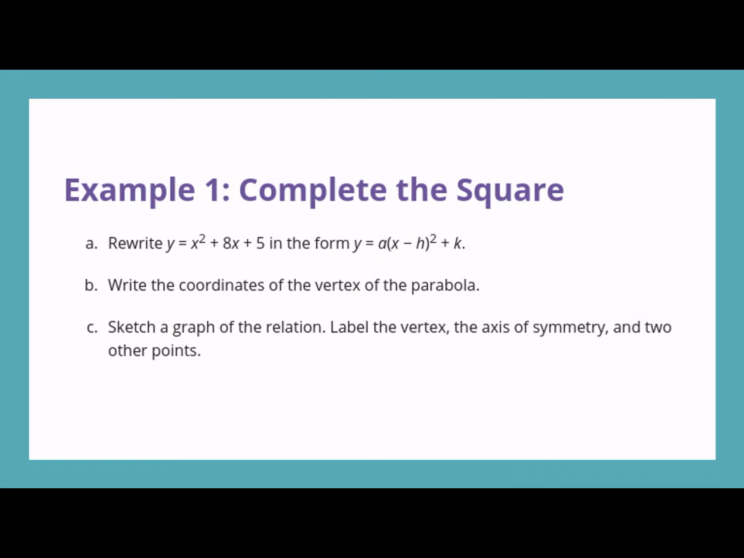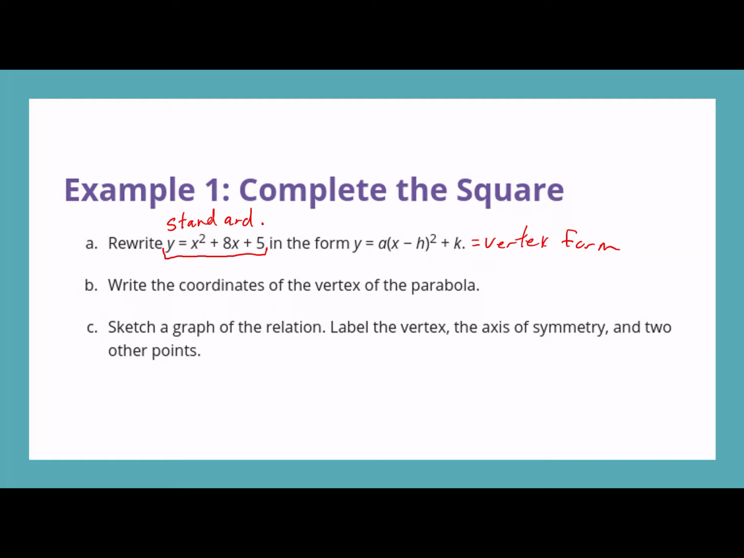So our first full example is about completing the square. We want to rewrite the standard form equation y equals x squared plus 8x plus 5 in the form y equals a(x minus h) all squared plus k, which again is called the vertex form. And this one is standard. Then we're going to write the coordinates of the vertex of the parabola.